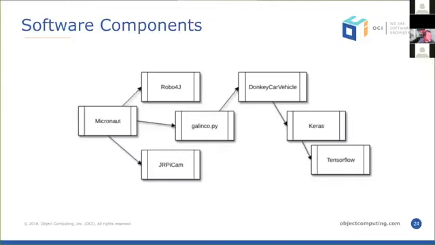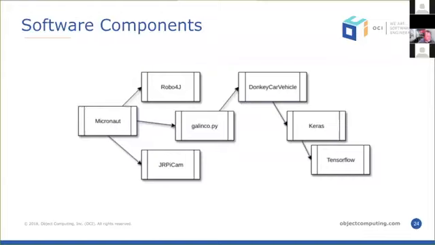So Micronaut is providing REST endpoints to a web UI for remote control. We're using the Robo4j library to control motors and servos when we're doing that manually, or remote control mode. And then we're using a library for the camera to take pictures as we go to see what you're doing, called JR-PyCam. Those libraries in Robo4j, I'll talk a little bit more about in a second.